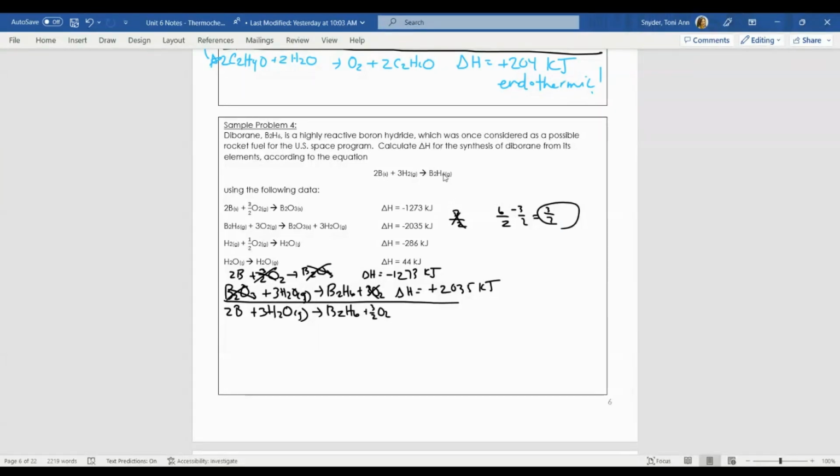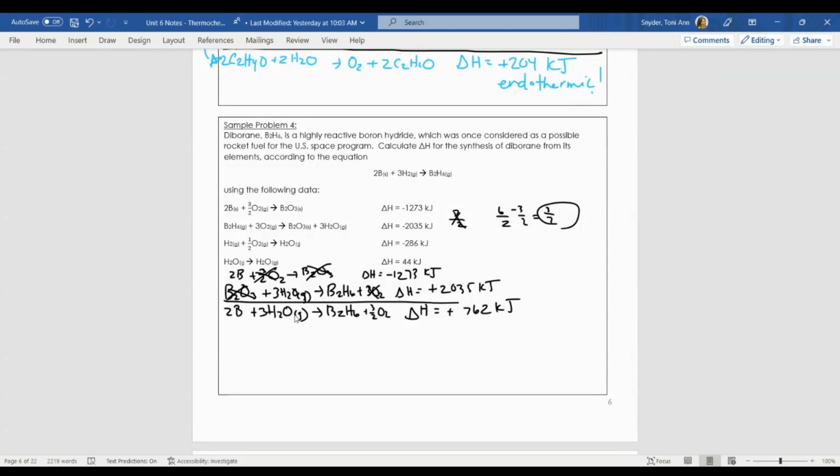A little bit closer, but I have some oxygens and waters to get rid of, okay? Looks like I have to get rid of this water vapor on this side, and I have water vapor down here. Let me calculate my delta H. My delta H is equal to positive 762 kilojoules.